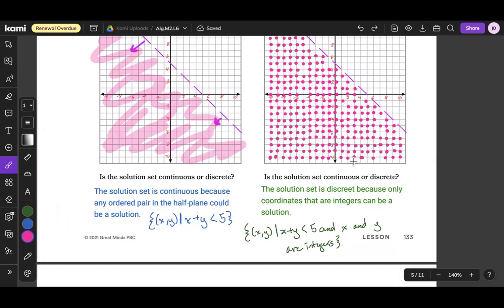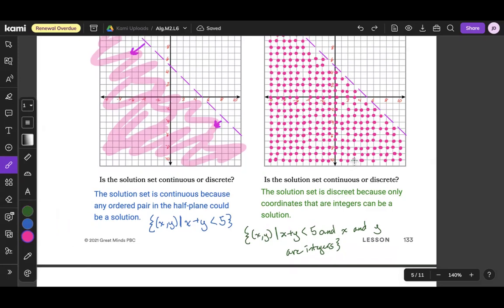Again, like I said, we don't really expect you to do all these individual dots. That's crazy. So you can just shade it in like this and then have a note at the bottom of your graph that says something like, the solution set only includes integers. And that would be good.